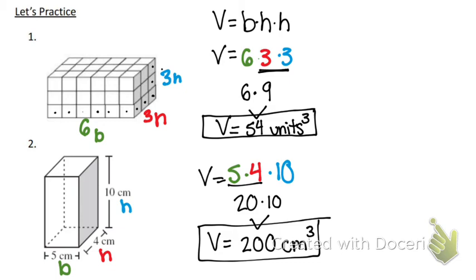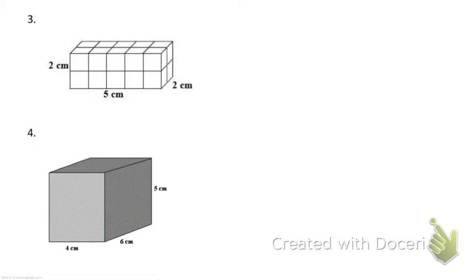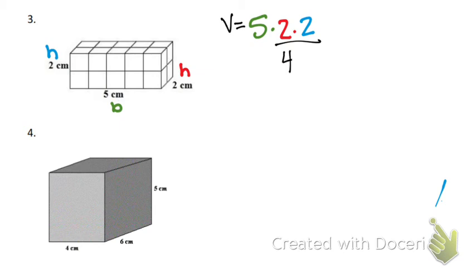Let's go ahead and look at number 3 and 4. So number 3 gives us ours, and again, they look a little different, but it's the same thing. It is a box, and we are going to multiply all three numbers together. So the volume is going to equal, I'm going to make this my base. This is one height, and this is my other height. So volume equals 5 times 2 times 2. Again, do them in whatever order you want to. This time I'm going to do 2 times 2 first. That gives me 4. And then 5 times 4 is 20. So the volume here is 20. This is again measured in centimeters cubed.